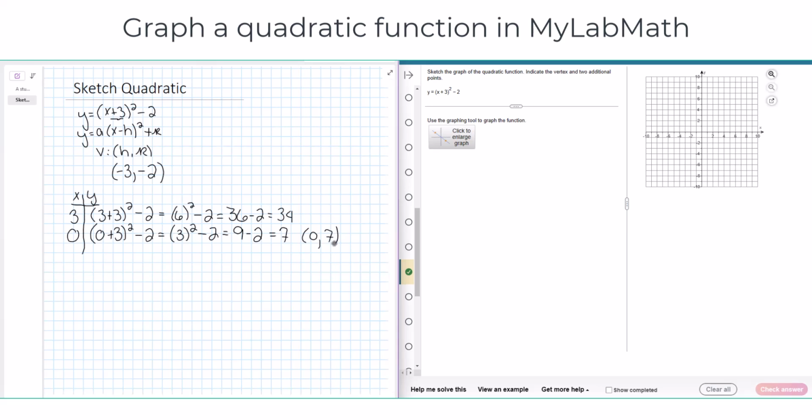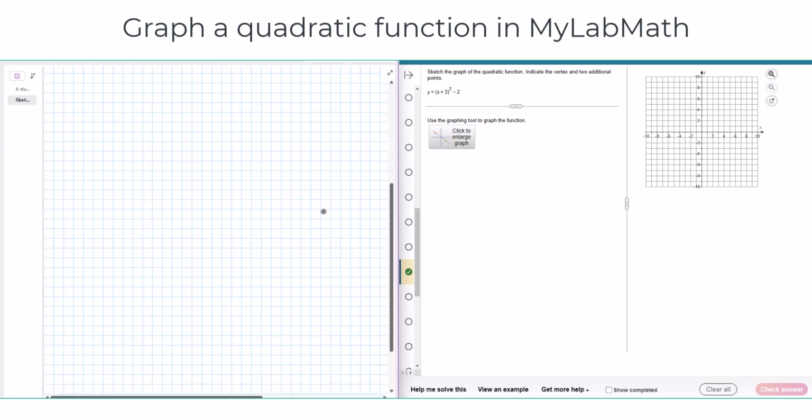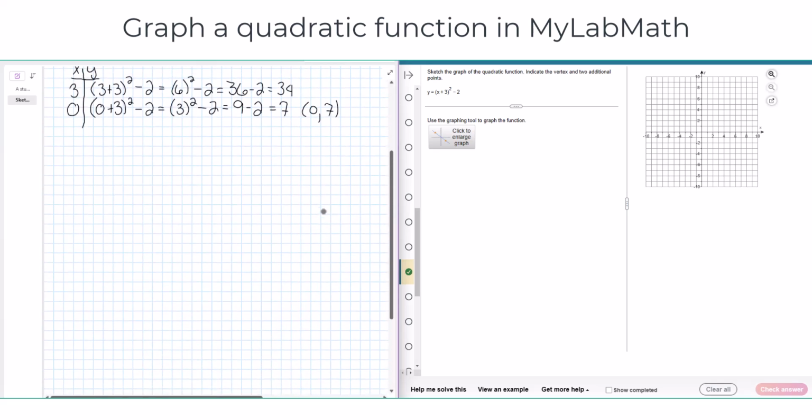Now, how are we going to find the other point? I'm going to go down here a little bit on my picture and make a graph. First, I'm going to graph our vertex, and that's (negative 3, negative 2). 1, 2, 3, 1, 2. All right, here's my ordered pair. I'm going to put V for vertex.